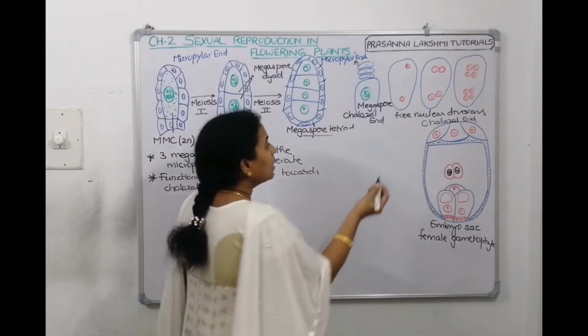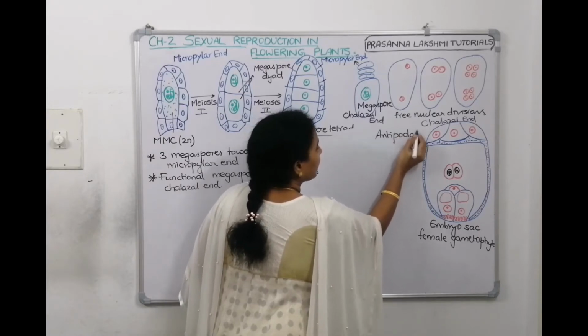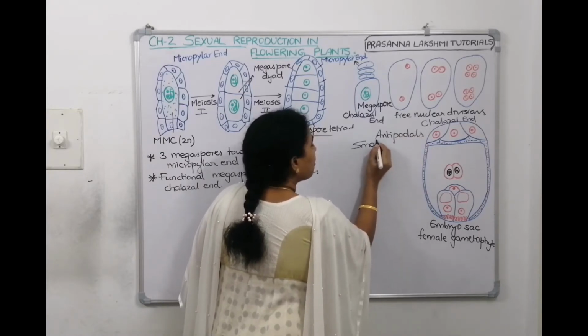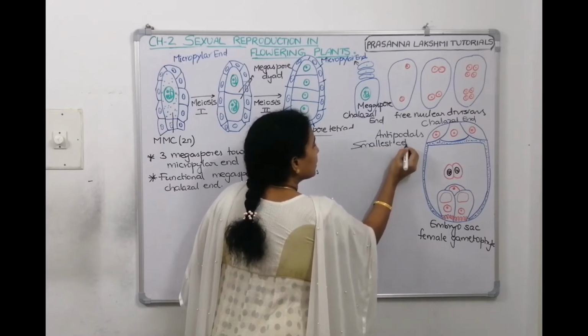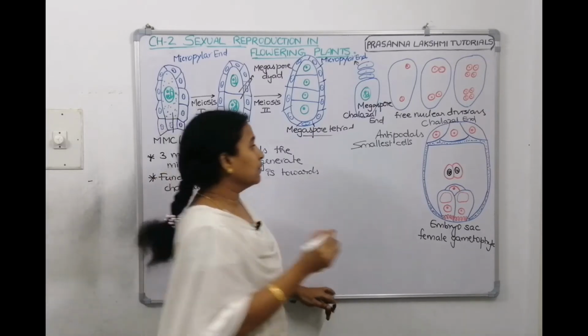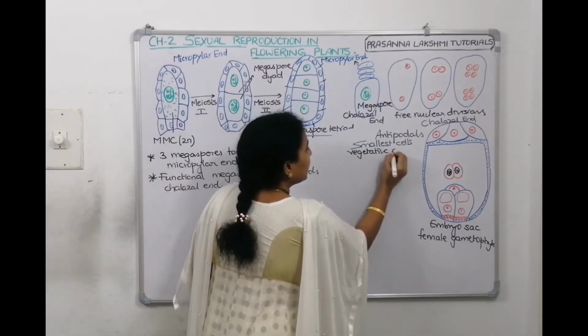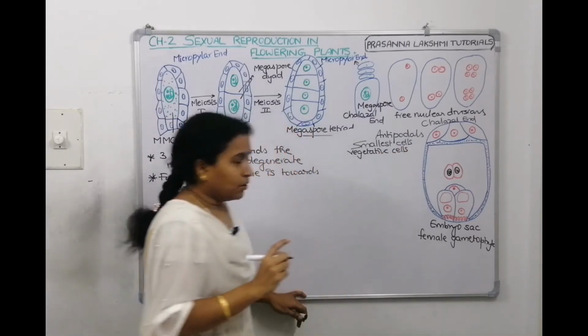What are these cells called? These 3 cells are called antipodals. They are the smallest cells in the embryo sac. They are also called vegetative cells of the embryo sac.